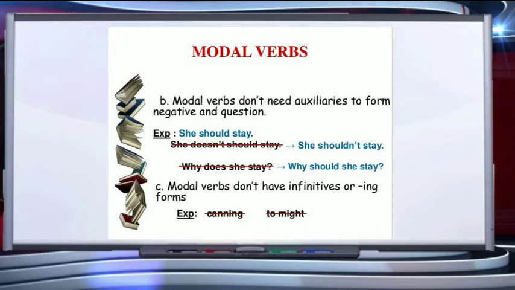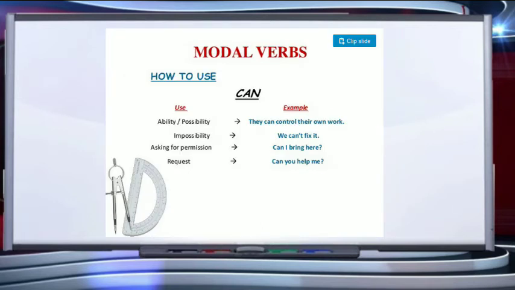Furthermore, modal verbs don't have infinitives or ing forms. We don't say canning, to might. No, we use the simple modal verb as it is in all kinds of sentences. Now children, the modal verb can. See how it can be used in different ways. It can be used to denote ability or possibility, like they can control their own work. So this shows the ability or the possibility of a person to do something.